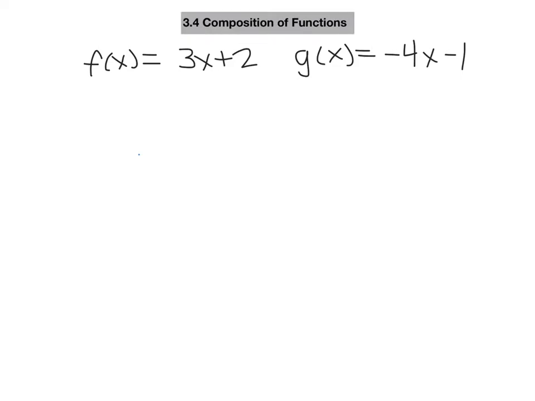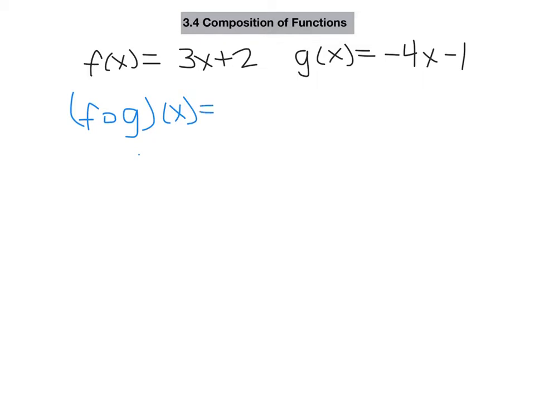We're going to look at section 3.4, composition of functions. We have two functions, f of x equals 3x plus 2 and g of x equals negative 4x minus 1. And we want to find this new function, f composed of g of x. Now, it looks like it says fog, but that little circle is just the composition symbol.